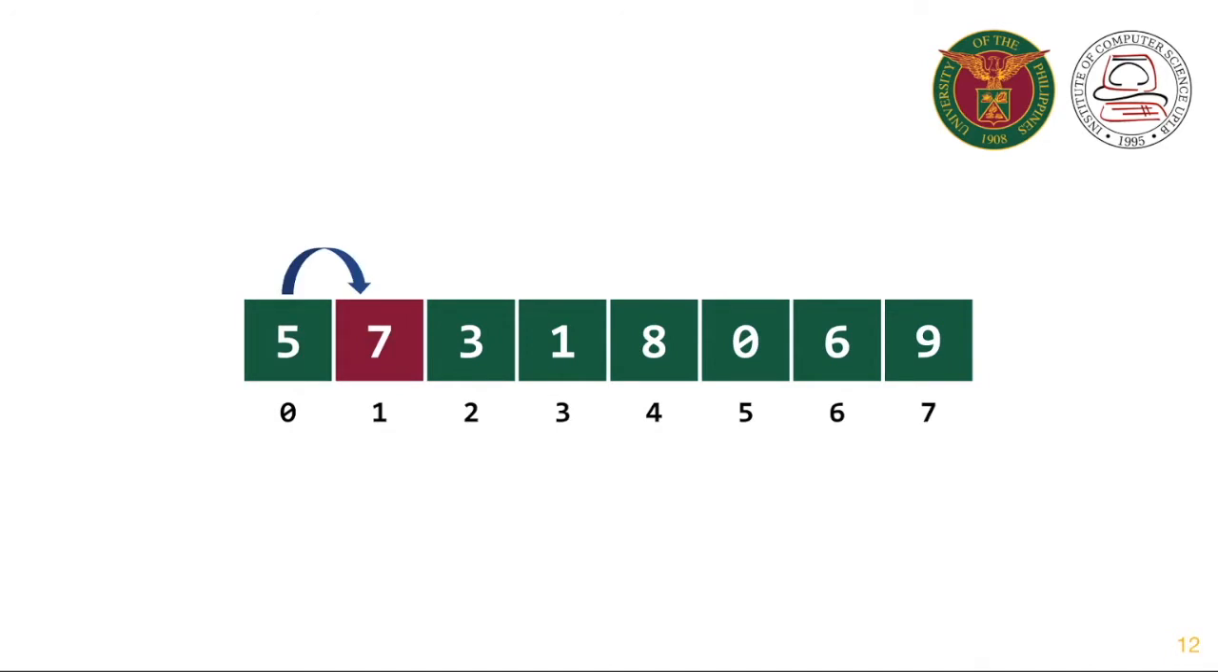Since 7 is still not equal to 8, we proceed to comparing it with the next item. Since 3 is not equal to 8, we proceed to the next. 1 is not equal to 8, so we proceed to the next item. In the next iteration, we found the value 8 in the list. The index of 8, which is 4, is returned.